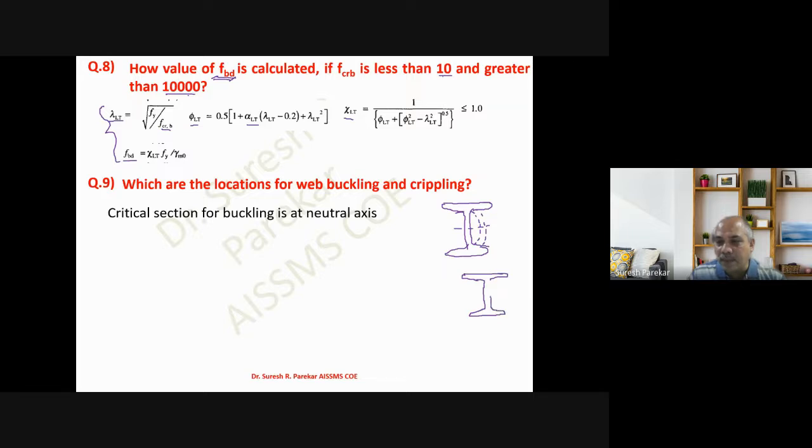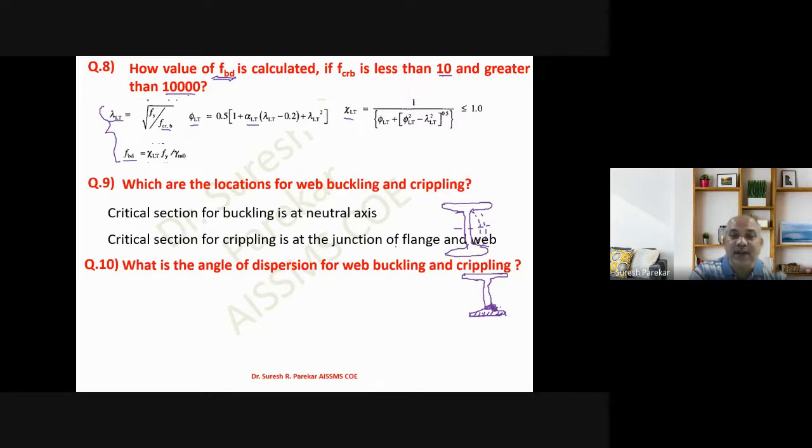Your web will crush here. Why will the web crush? Because the area of flange is much more, and suddenly, abruptly, we are transferring load from a larger area to a smaller area. This is the width, and perpendicular to it we have thickness, which is now the web area. So at the web there is a sudden decrease in the resistance area for shear, and therefore it may crush your web, at the junction of web and flange.